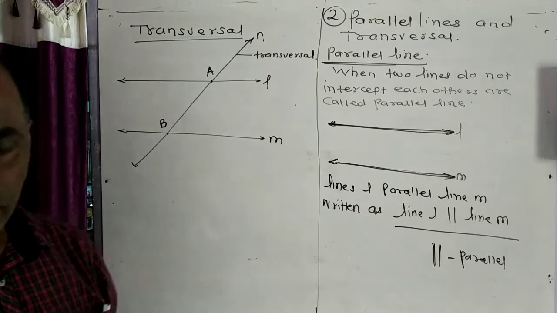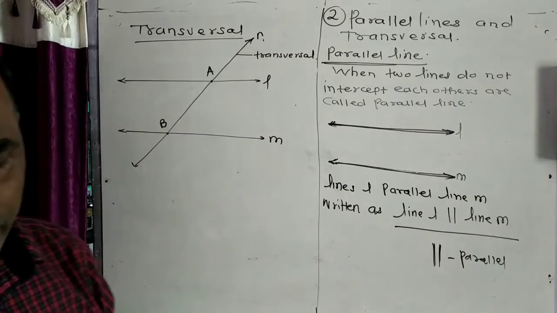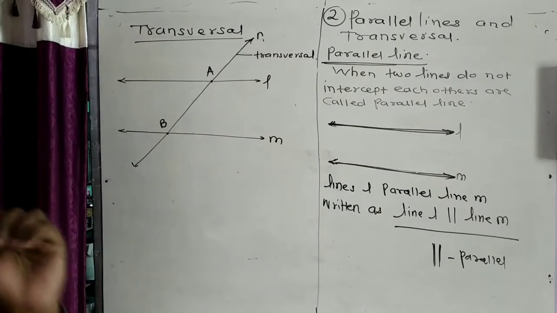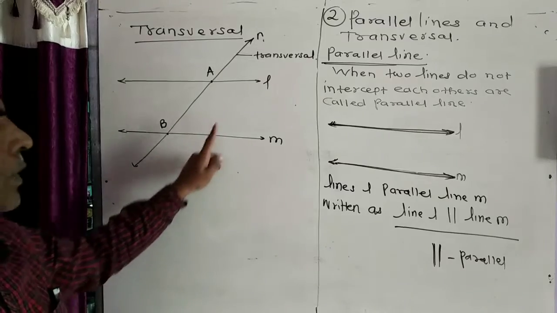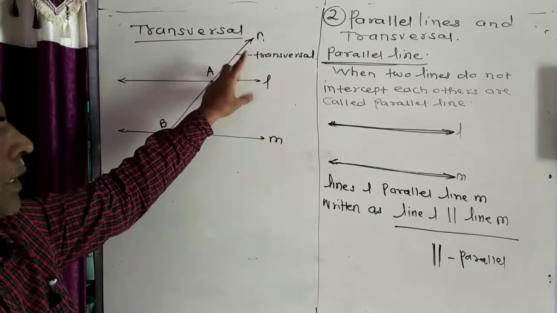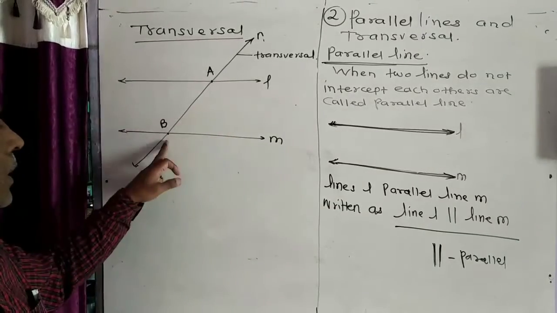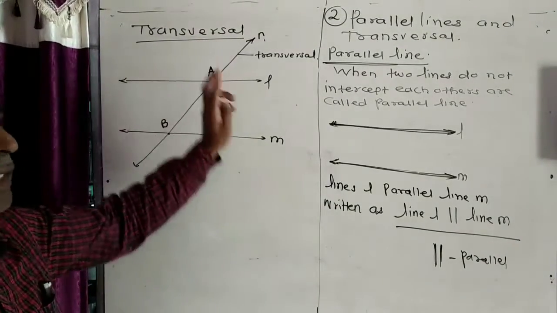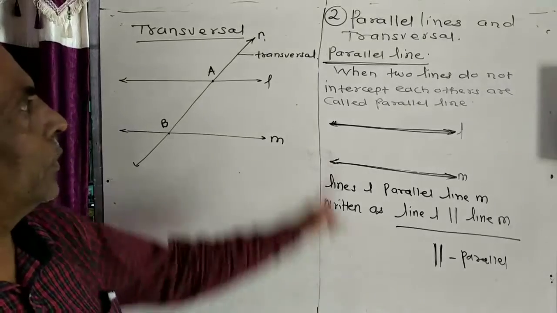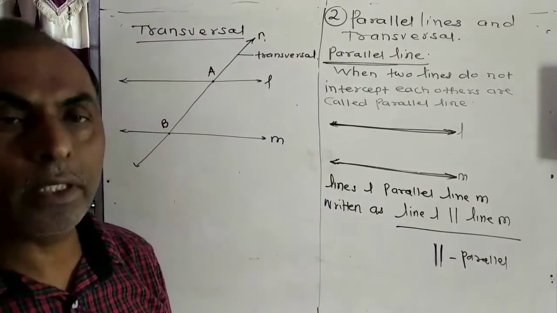And we read the definition. If a line intersects the given two lines in two distinct points, then that line is called a transversal. If a line intersects two other lines in two points, then that line is called a transversal. So here line N is said to be a transversal.